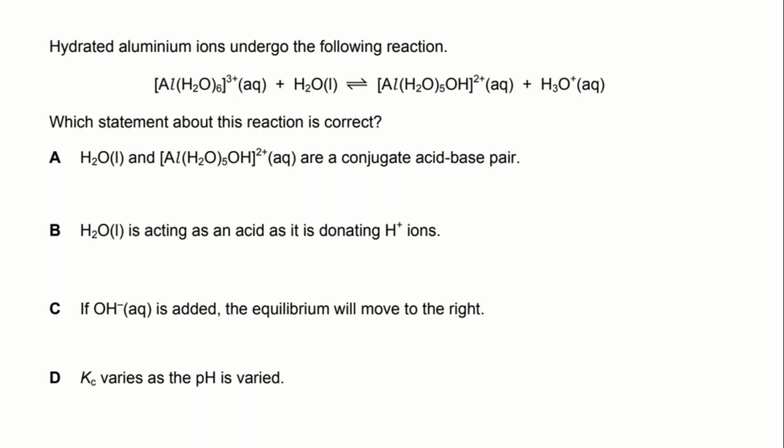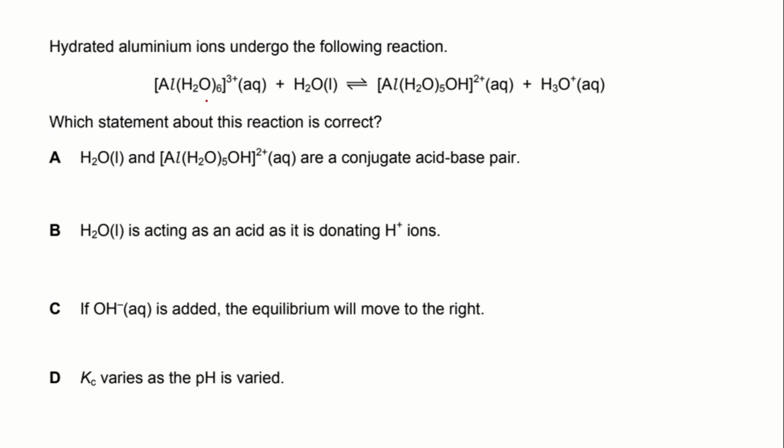This is an equilibrium question. We will find out which statement about this reaction is correct. A. Water and this aluminium species are a conjugate acid-base pair. Conjugate acid-base pair means two species differ by a hydrogen ion. So let's look at this reaction.